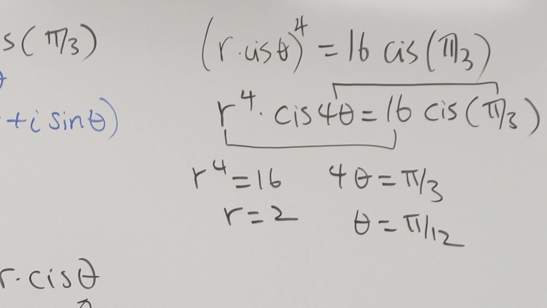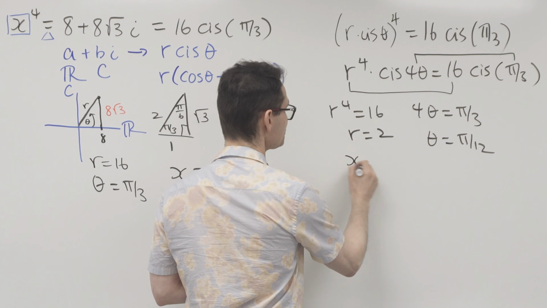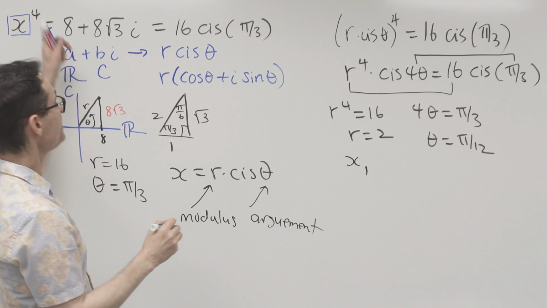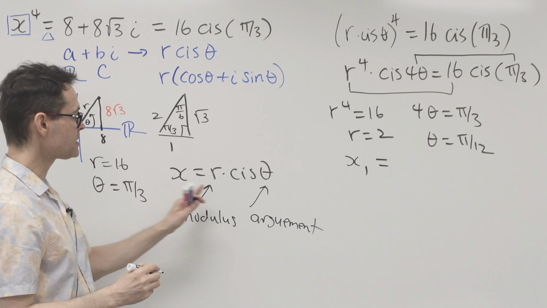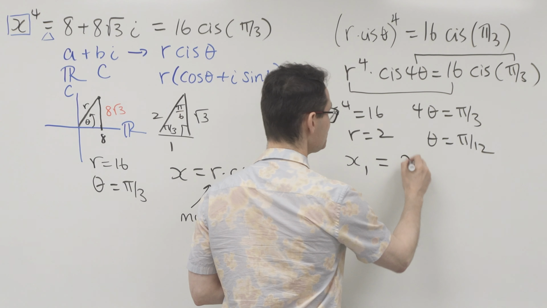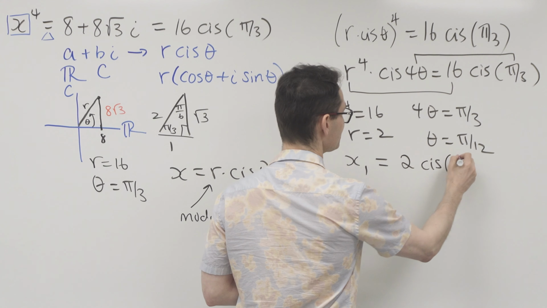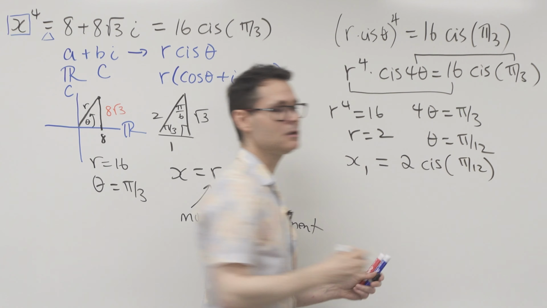I have one answer already, look. One of my answers, and I know that there are 4 of them, degree 4 means 4. One of the answers, if I rewrite it in our cis form, polar form, is going to be 2 cis pi over 12.